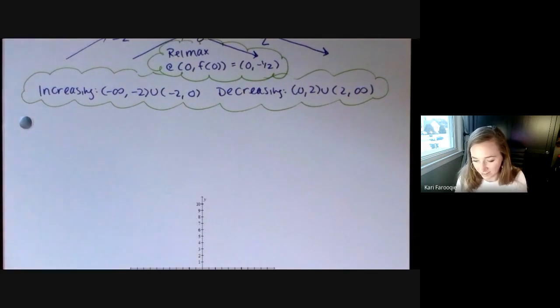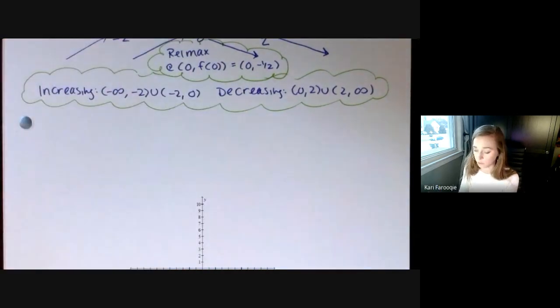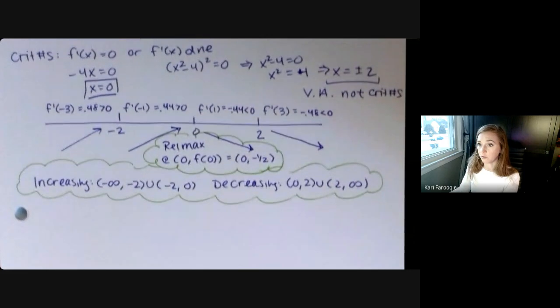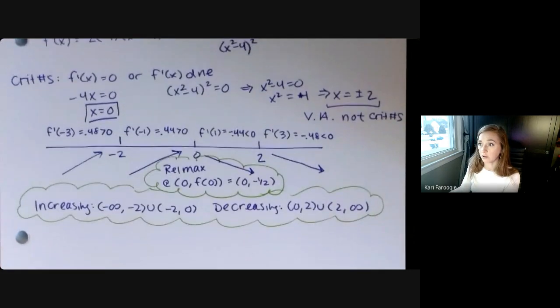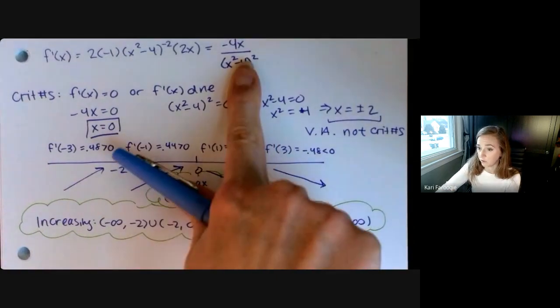Let's see. I'm going to switch my color up here. All right. We found everything we needed with the first derivative. Now we'll find the second. You'll need to see the first in order to find the second. I can't get everything to display all at once. All right. So here's your first derivative.